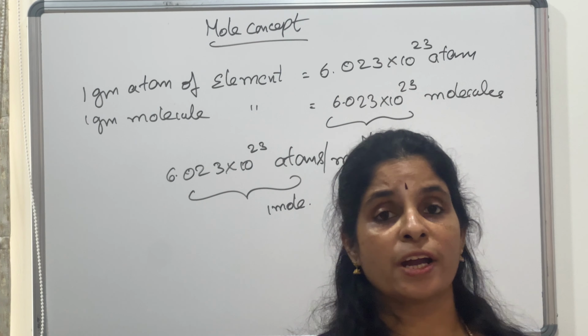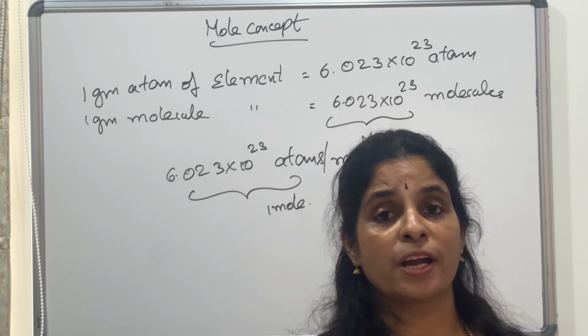Okay, that's it. So any substance or compound containing 6.023 into 10 power 23 atoms or molecules is described as 1 mole. Okay, now 1 mole means 6.023 into 10 power 23 atoms or molecules.